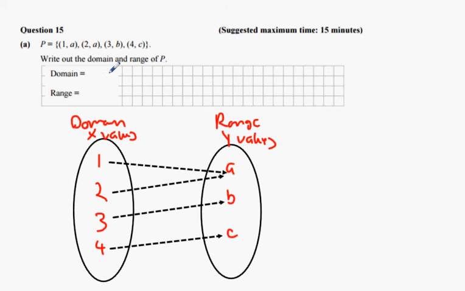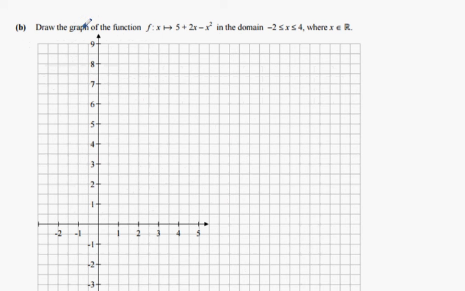So, what's the domain, guys? 1, 2, 3, 4. What's the range? A, B, and C. Long story short, the range are the Y values and the domain are the X values. Okay? Yes, that'd be the answer right there. Okay? Now, draw this graph.